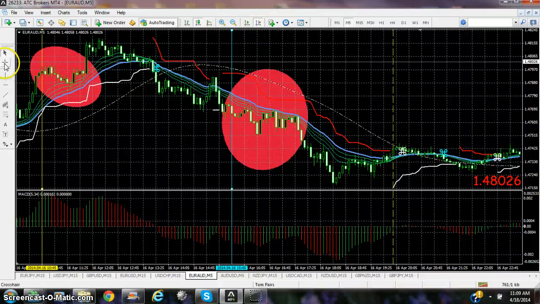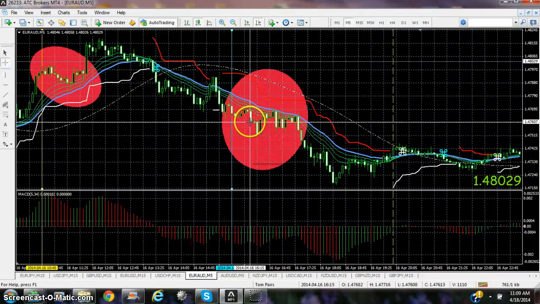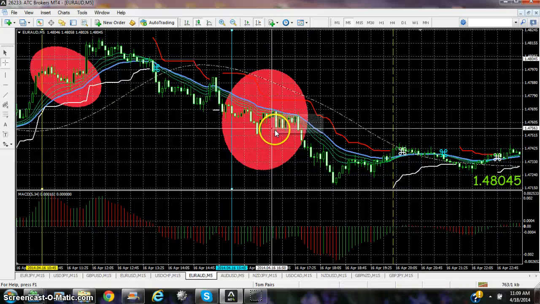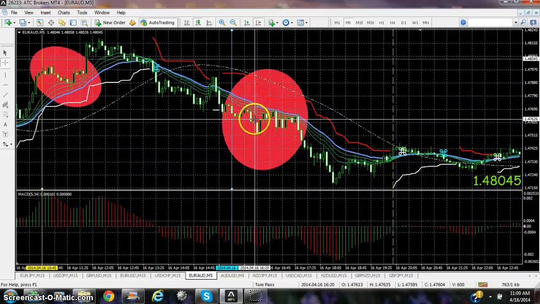And in this particular instance, from the bottom of this first pullback candle, depending upon whether you wait for this or a touch of the 24, let's take this one. It's approximately the same. The distance down to the bottom of the candle is 43 pips, another nice trade.